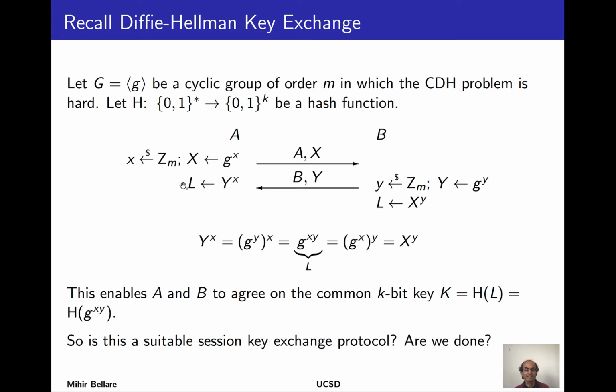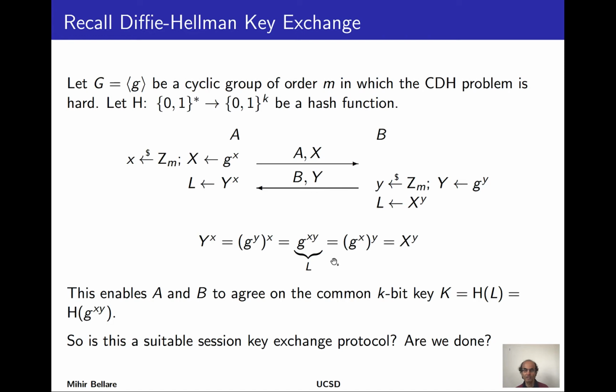What Alice does is pick a random exponent, little x, and raise g to that power in the group to get big X, and then tell Bob, "Hey, I'm Alice, and here's my quantity big X." Bob does likewise, symmetrically: picks an exponent little y at random, raises g to that power to get big Y, and says, "Hi, I'm Bob, here's my quantity big Y."